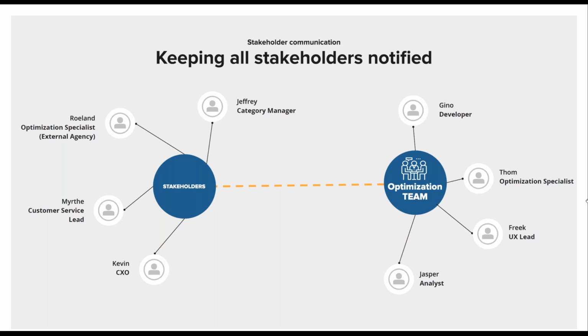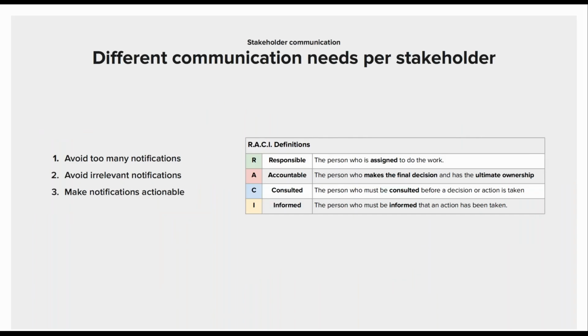He's not the one who does the daily operational activities. He's not the one who builds or analyzes experiments, but he is someone who needs to be informed, for example. There are 4 different types of definitions you can use. First, responsible, which means someone is actually doing the work. That might be a developer who is assigned to develop experiments. Second, accountable. That might be someone who makes the final decision and has the ultimate ownership. That might fit the CXO role.